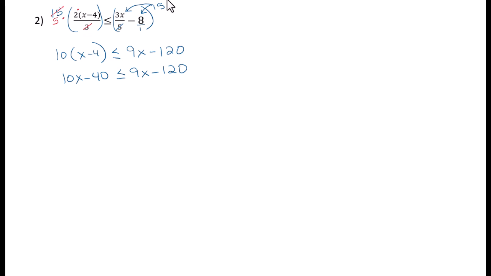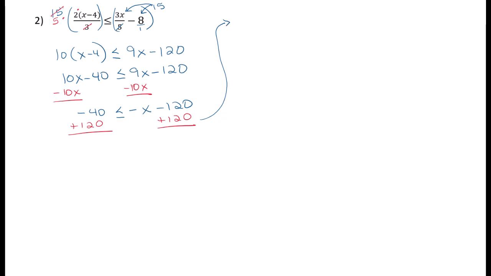Now, a couple of things I want to illustrate here. So I'm going to actually move the x to the right-hand side. So we'll subtract 10x from both sides. There's a method to my madness, trust me. That gives us a negative 40, less than or equal to a negative x minus 120. Go ahead and add that 120 to both sides. That will give us a positive 80, less than or equal to a negative x.